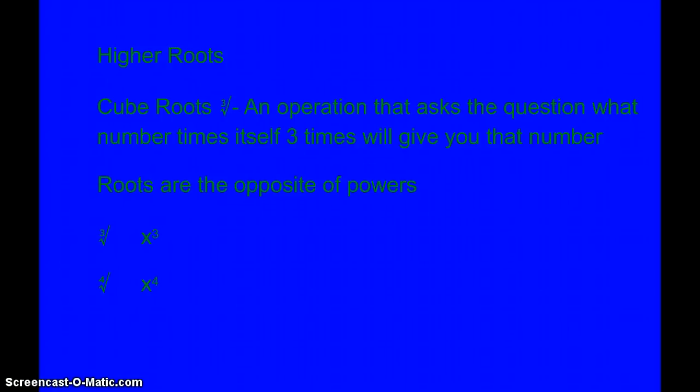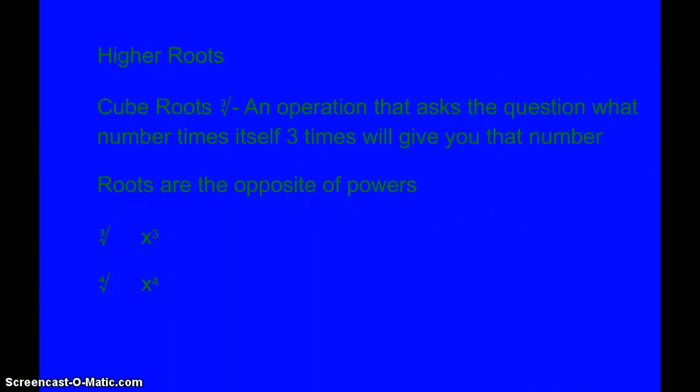It says it is an operation that asks the question, what number times itself 3 times will give you that number? Similar to a square root. It's just now you need a number times itself 3 times in order to get there. So basically our understanding needs to be that a root is the opposite of a power. If you think of a cubed root, it's saying what number cubed would get you there. Same thing with a fourth root. It's saying what number to the 4th power would get you there. And so on with a 5th root and a 6th root and so on.